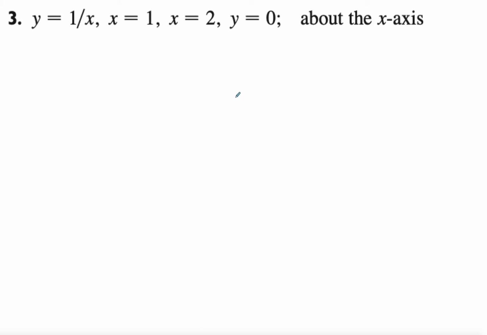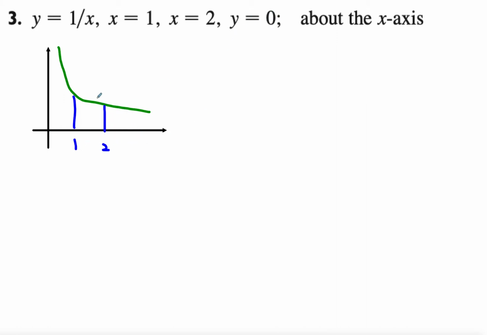Here we have, once again, a sketch to help our understanding. We know the graph of y equals 1 over x goes something like this, and x goes from 1 to 2. And then y equals 0, that's the x-axis. So this is the area that we'll be rotating about, and you can see that this is a similar concept to the one which we just calculated.